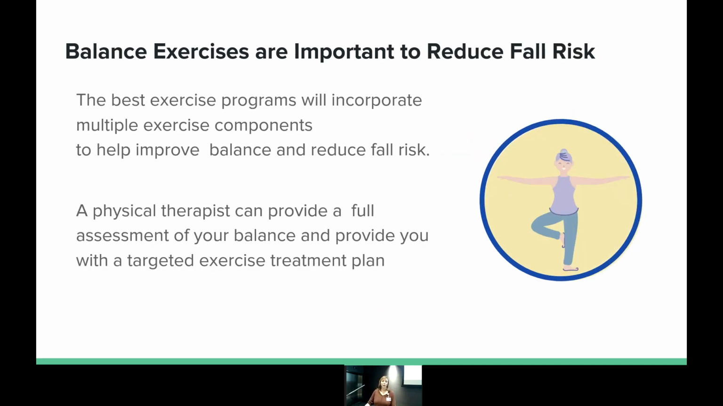Balance exercises are also important for reducing the risk of falls. Again, the best balance programs are those that incorporate multiple components of exercise, activities that improve your strength, your balance, your agility, and your body awareness. And this in itself could be a talk for another prime time alive. So I'm not going to touch that anymore, but balance exercises are important.